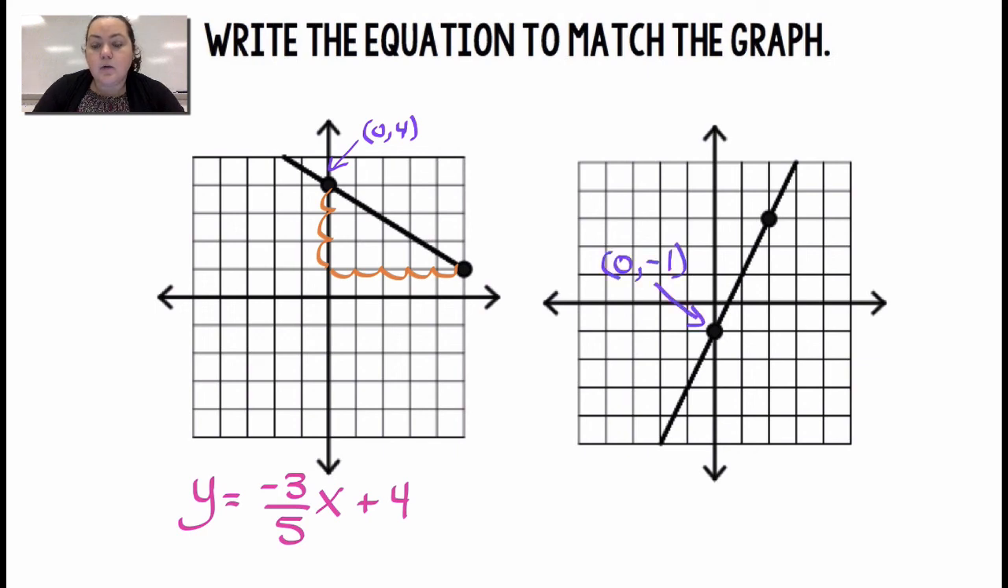All right, this one, the y-intercept is 0, negative 1. So my y-intercept is negative 1. And my slope is positive. I went up 4 over 2. So my slope is 4 over 2, which simplifies to 2. So I'm going to say y equals 2x, and then minus 1, my y-intercept.